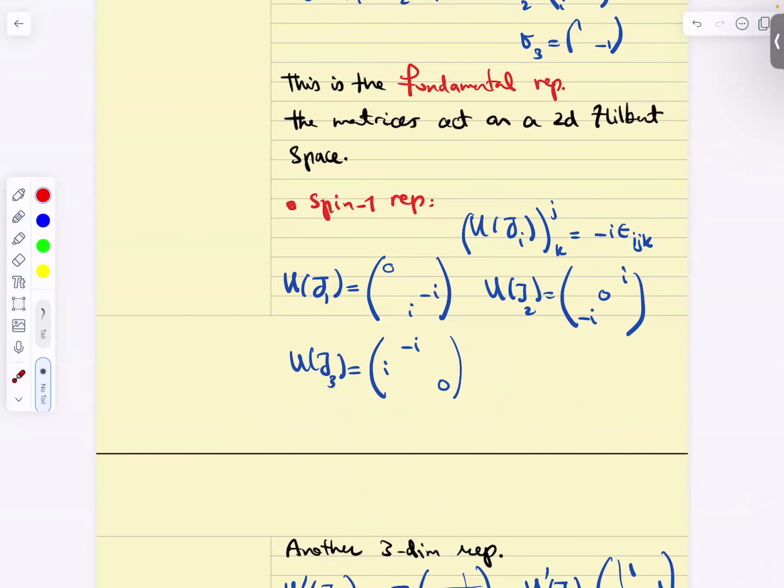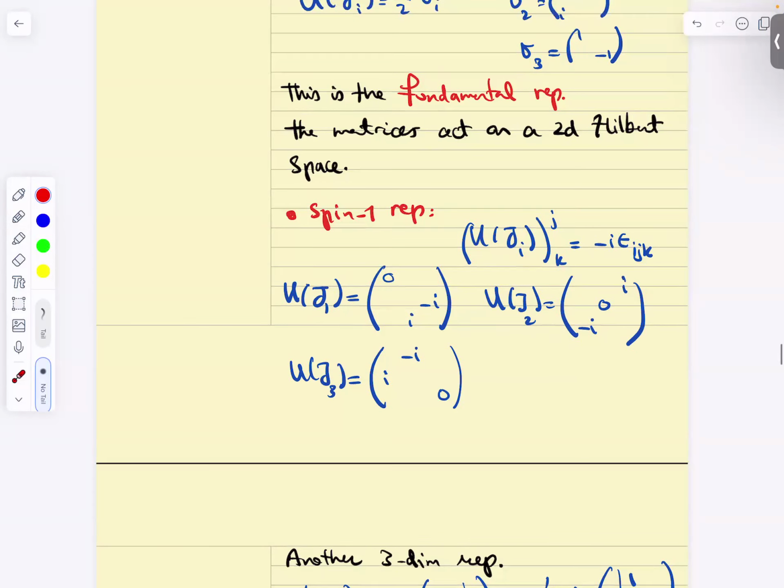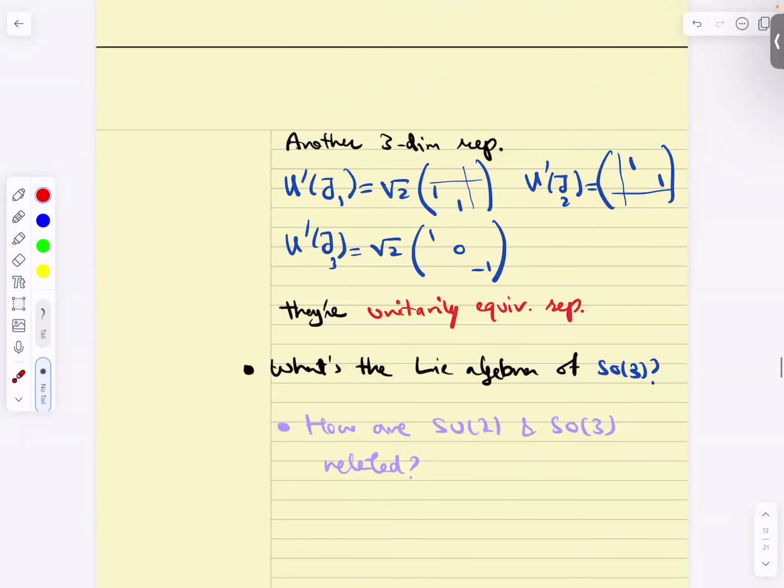Spin 1 representation is what dimensional? 3-dimensional. It has this form. They're again given by epsilon ijk's, and they look like this. Right? So I don't know if staring at them is useful, but do you guys recognize these matrices? Have you seen them? Sorry? Yeah, they're related to... exactly. So there's another 3-dimensional representation that you might have seen, and these two are unitarily equivalent.